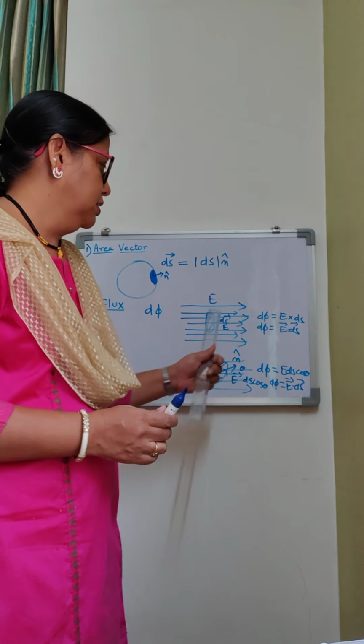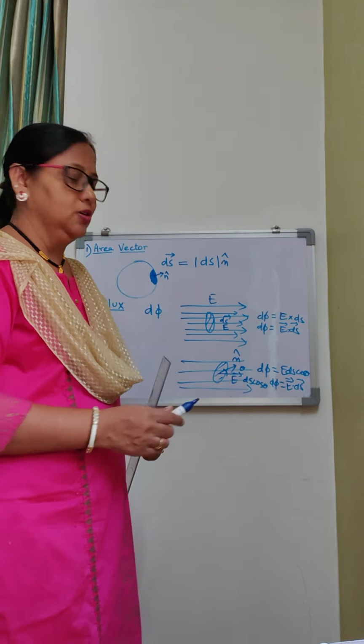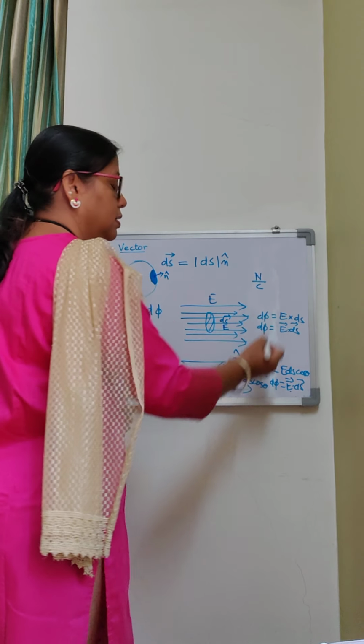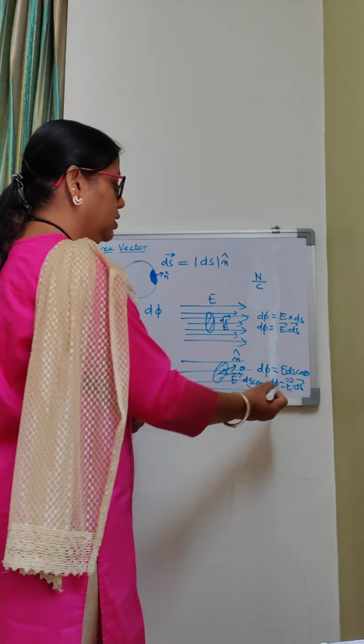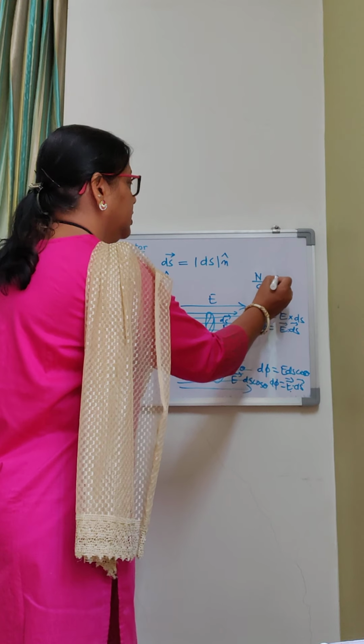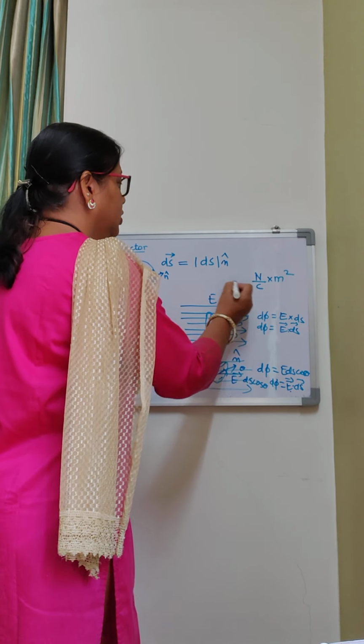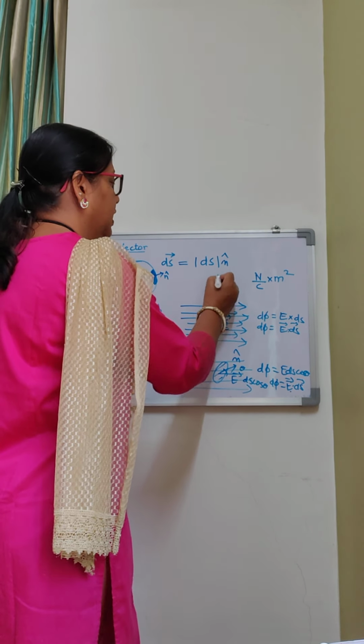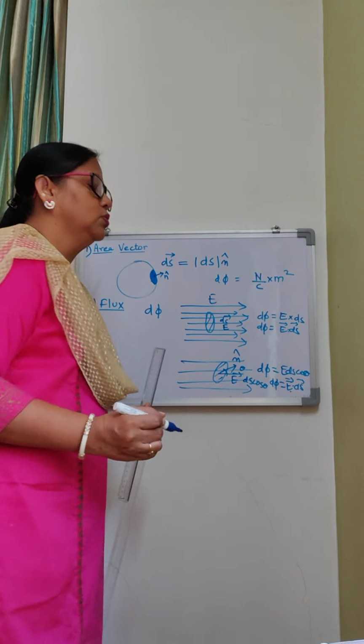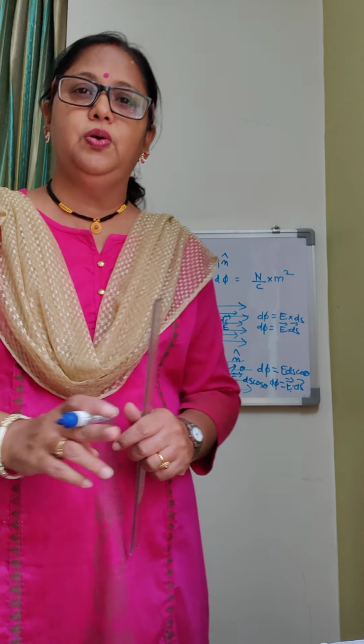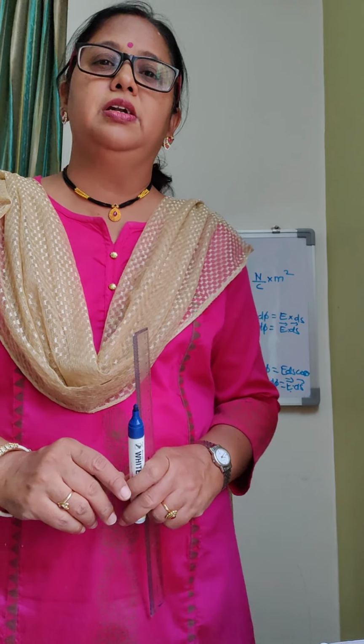And what is the unit of electric flux? That also you can find: E into ds. The unit of electric field is Newton per coulomb, F by q naught, into ds, which is meter square. So the unit of flux phi or d phi is Newton meter square per coulomb. So this is a scalar quantity.